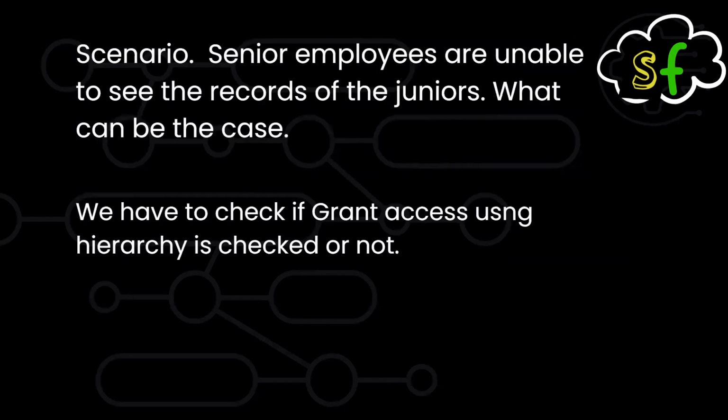Next scenario-based question. Some senior employees are unable to see the records of the juniors. What can be the case? In this case, we have to check whether Grant Access Using Hierarchy is checked or not. If that checkbox is unchecked, then there may be the possibility that seniors will not be able to see the records of their juniors. And if that is checked, they will be able to see the records.